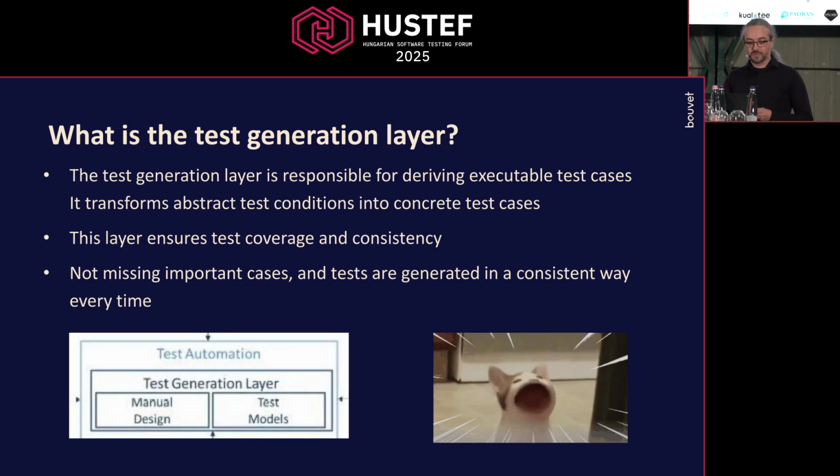But then we go over to the test definition layer, which is the next layer in the model. The test definition layer specifies the detailed test scripts and data needed for execution. It defines the sequence of actions, input values, expected results, and automation logic, bridging the gap between abstract test cases from the test generation layer that we had before and actual test execution.